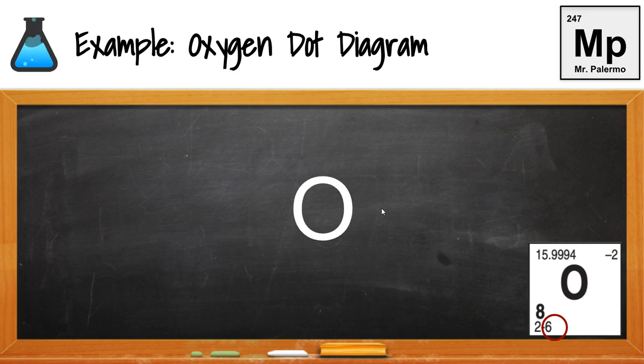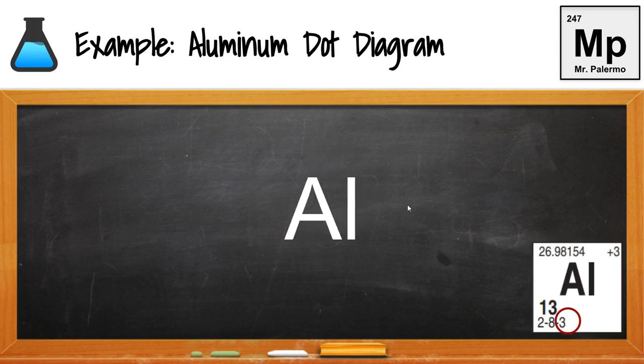Let's see another example for oxygen. Same thing, I locate the valence electron number. In this case, oxygen has 6 valence electrons. So I'm going to start at the top and give out 1 electron, then 2, 3, 4, and then I go back and repeat. So 5, 6. So that is the completed dot diagram for oxygen. And lastly, let's try one for aluminum. I locate aluminum's valence electron number, which is 3 valence electrons, and I'm going to dish out 3 valence electrons to my symbol. 1, 2, 3.